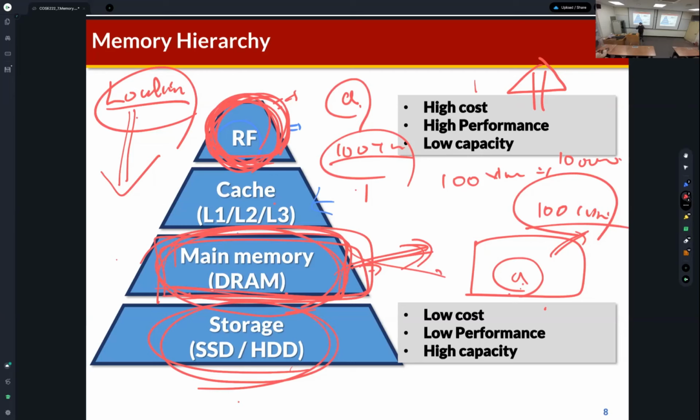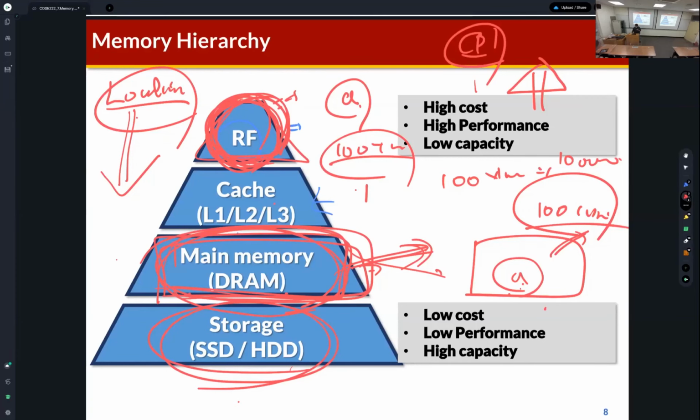And then, more cycles are taken by our program, so performance, like the CPI, will be degraded. Performance will be reduced. So that's the problem. But we know that if we use a better memory, and if the memory size is very small, then we can access this memory very quickly.